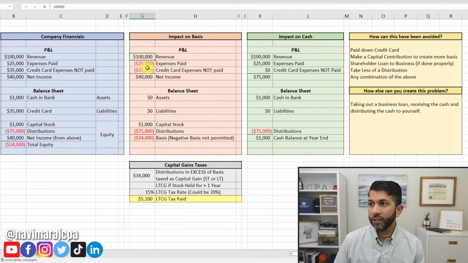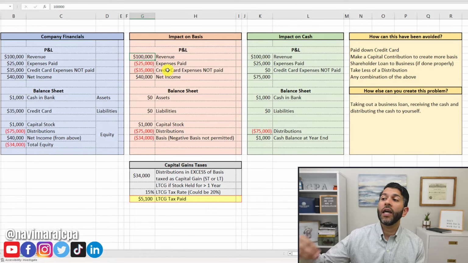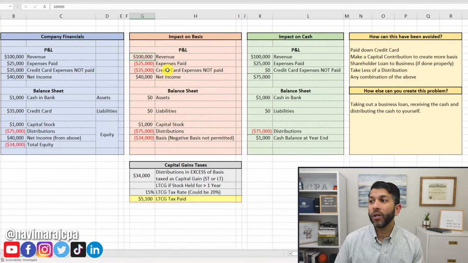So you ran your business the same way. You can see it's the same stuff that I had over here on the left. 100 grand of revenue, $25,000 of expenses, $35,000 of expenses that were on the credit card that were not paid yet. You have that liability, and you have $40,000 in profit.